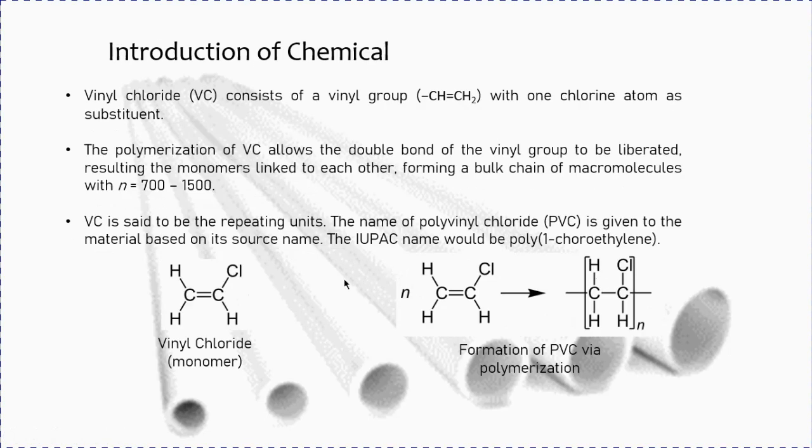The monomer of PVC is known as vinyl chloride. It consists of a vinyl group, named for the double-bonded carbon, followed by one chlorine atom as substituent. The polymerization of vinyl chloride enables the double bond to be liberated, and the monomers will start linking with each other, eventually forming a bulk chain of macromolecules with a repeating number in a typical range of 700 to 1500. As per the nomenclature, the name PVC was given based on the source name. IUPAC has suggested another name, which is known as poly-1-chloroethylene.